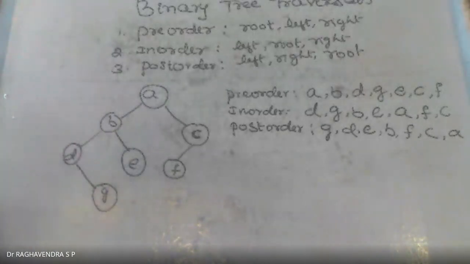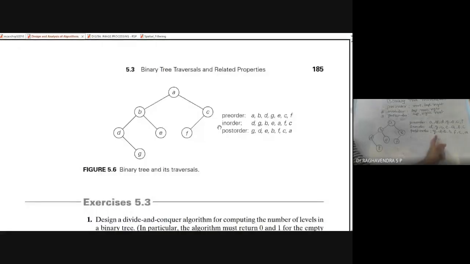Yes, you can see the thing over there. So same thing what we have obtained: GD, EB, FCA. So these are the three traversals.